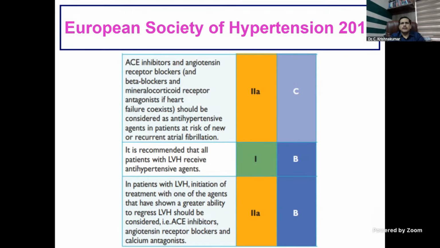Beta blocker should be avoided in young males, patients who are feeling fatigue, who are intolerant, with peripheral artery disease, and in patients with heart block. In patients with LVH, initiation of treatment with one of the agents that have shown a great ability to regress LVH should be considered. That is, ACE inhibitor or ARB should be considered. It's a class 2A indication, level of recommendation B.